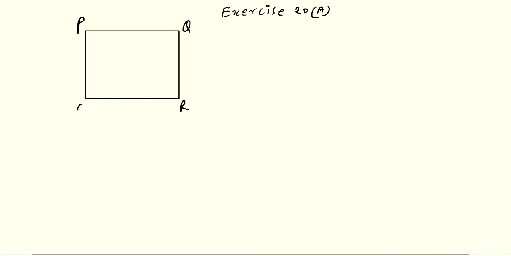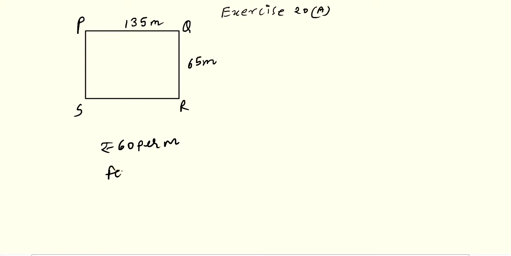20A. Question number 1. The length and the breadth of a rectangular plot are 135 and 65 meters. So this is your rectangle PQRS. The length is 135 and the breadth is 65. Find the perimeter and the cost of fencing at the rate of rupees 60 per meter.